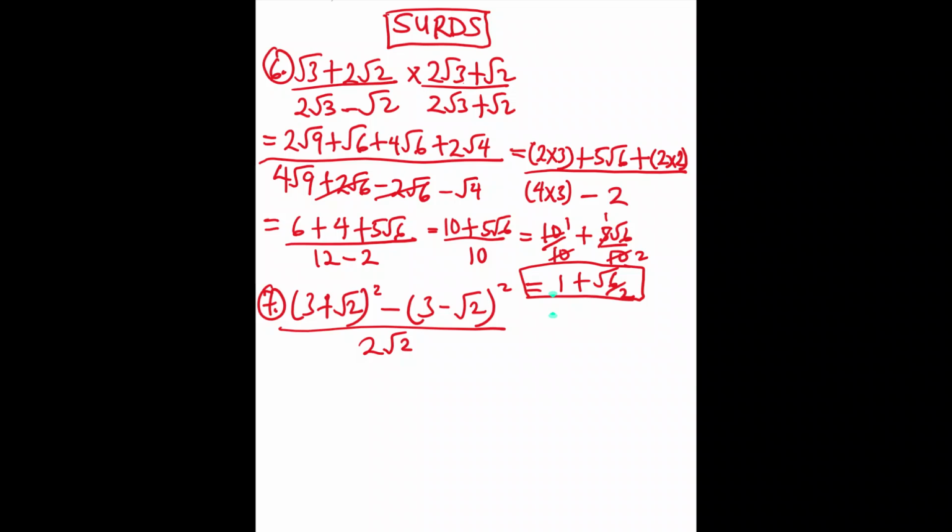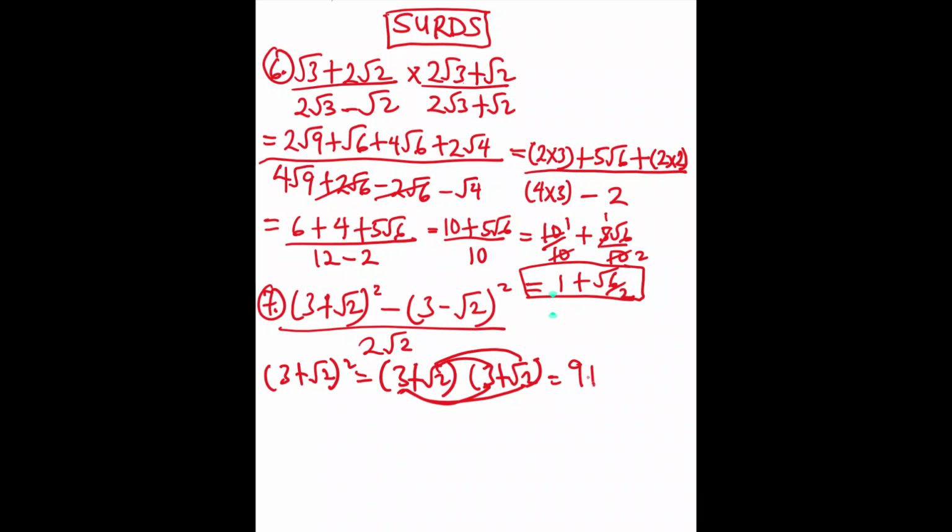Okay, so now we have question 7. That's 3 plus root 2 squared minus 3 minus root 2 squared, all over 2 root 2. So let's do each of them separately. Let's start with 3 plus root 2 squared and expand it. Okay, so that's 3 plus root 2 and 3 plus root 2. This must multiply this, this must multiply this, right?